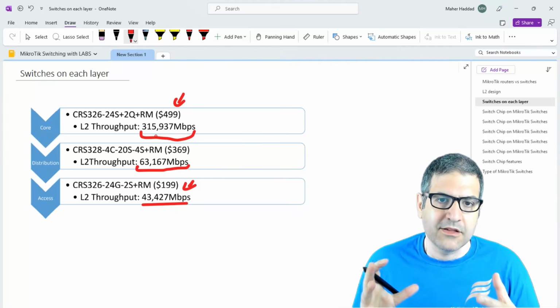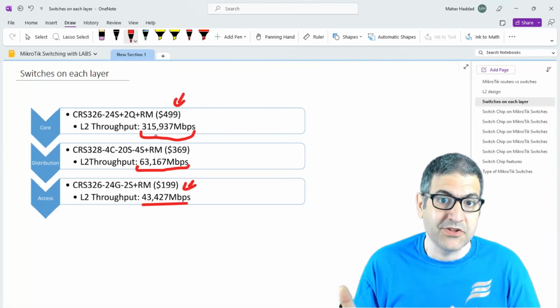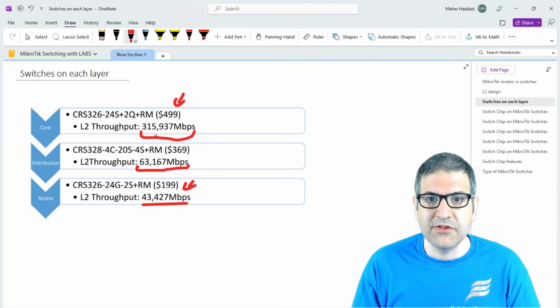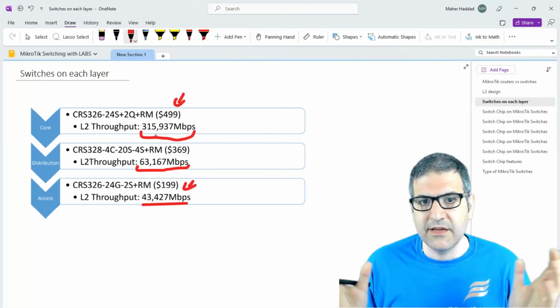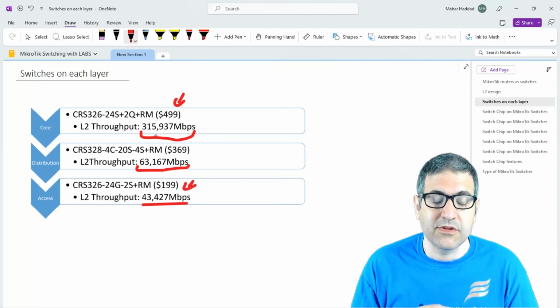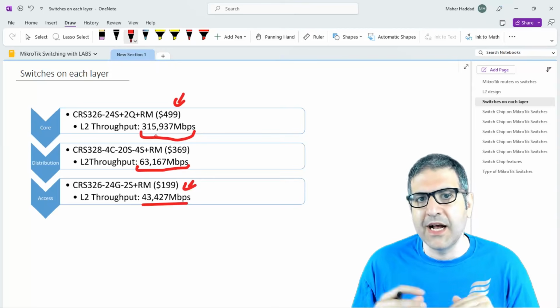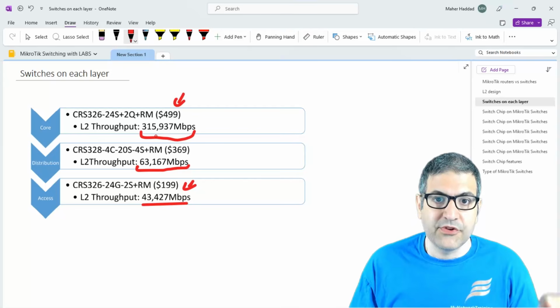Also, it doesn't only depend on the switch capability, but also on your budget. That's the biggest part, because you may not have the budget. Maybe you need a switch for the core, but you don't have the budget to pay $500. Then maybe you say, well, I would go for the access layer because I don't have too much throughput, and I think that can do the job. That's also possible. But here we're talking theoretically, ideally, about what should be done.